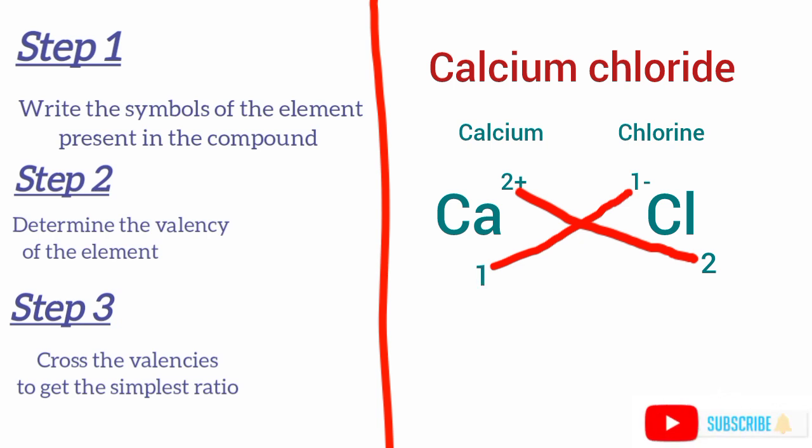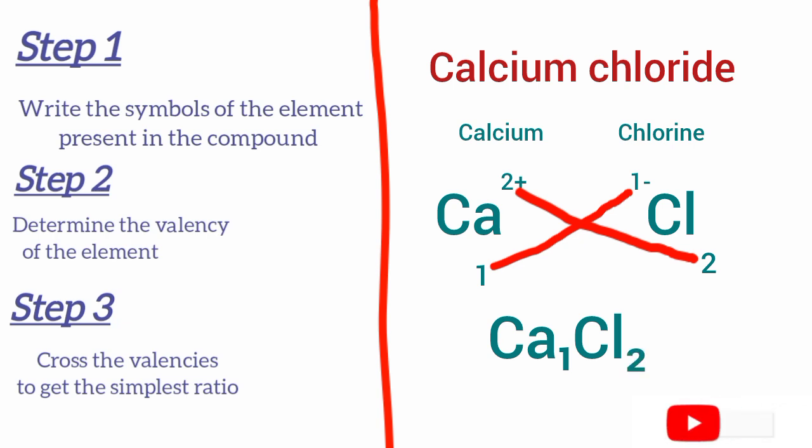So this becomes Ca1Cl2. Remember, when we have the subscript as 1, we do not need to write it. So this becomes CaCl2. So the chemical formula for calcium chloride is CaCl2. Notice that we did not attach the sign to these numbers. This is because when writing chemical formulas, we ignore the positive or negative sign of the charges.